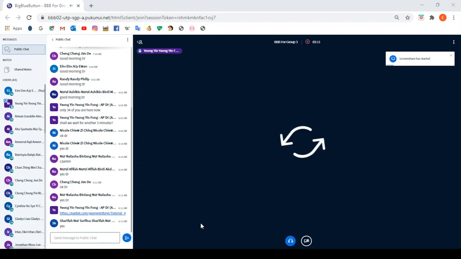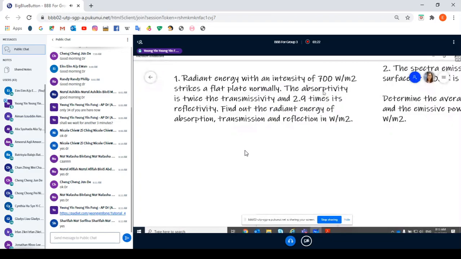So question 1. Question 1 is: radiant energy with an intensity of 700 watt per meter square strikes a flat plate normally. The absorptivity is twice the transmissivity and 2.9 times its reflectivity. Find out the radiant energy of absorption, transmission, and refraction in watt per meter square.